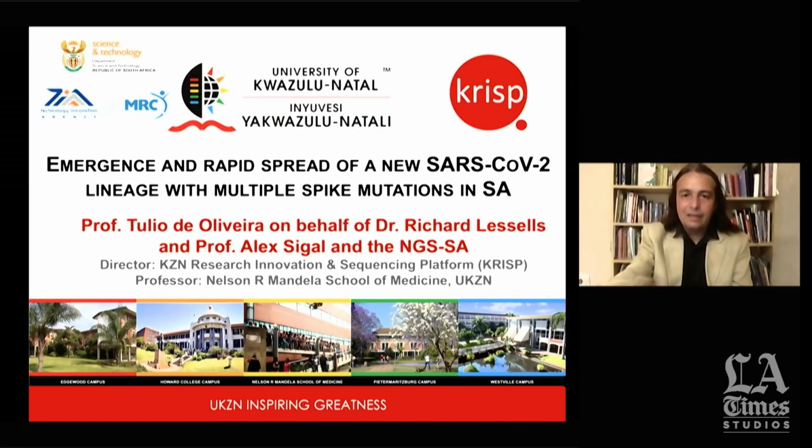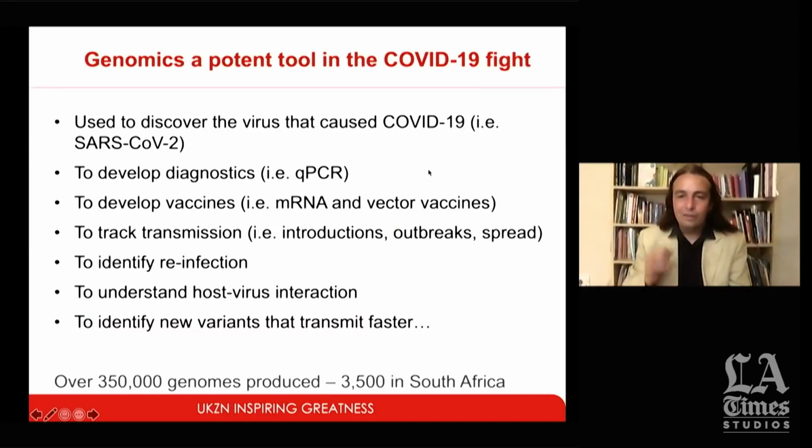Just to start, it's always good to highlight the tool that we are using. One of the main tools is called genomics. What it means is to generate genomes of the virus. That has been such a potent tool in the COVID-19 fight. It was used to discover the virus that caused the disease, which was SARS-CoV-2. The scientific community did that in weeks.